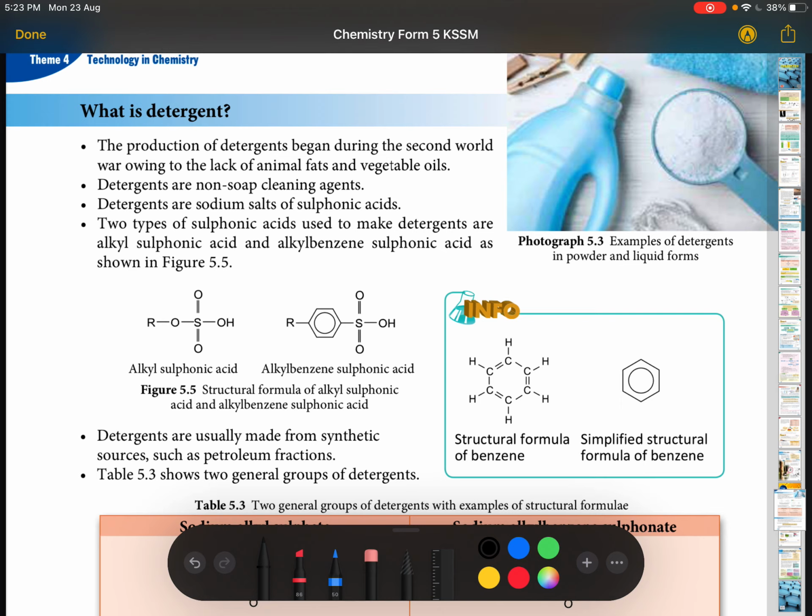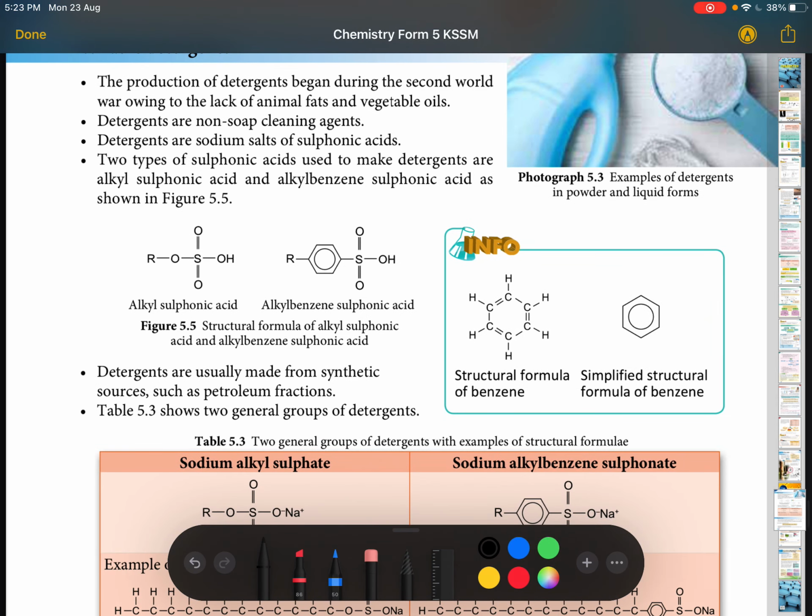And there are two main types of detergents, which use alkyl sulfonic acid and alkyl benzene sulfonic acid. Alkyl can be methyl, octyl or nonyl, but alkyl here is because there's an R group, so it can be any number of carbon atoms. So there's no exact type. The main difference with sulfonic acid is here is oxygen and here is benzene.